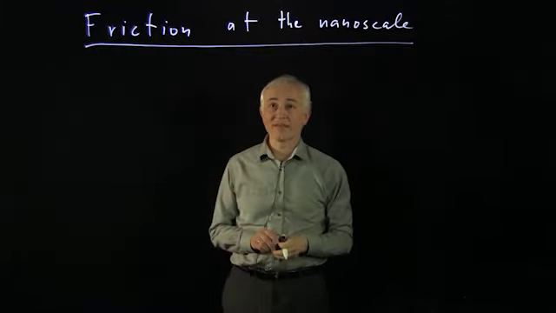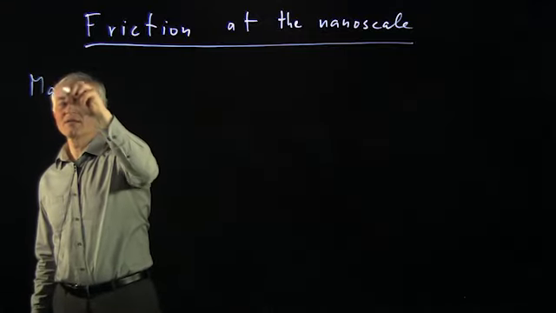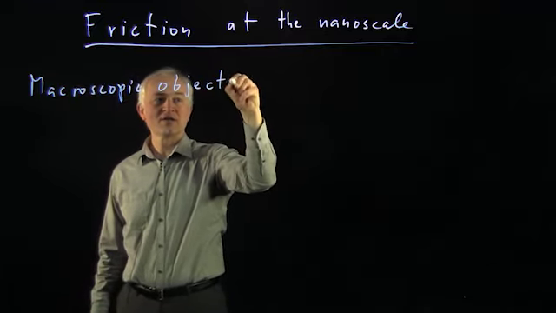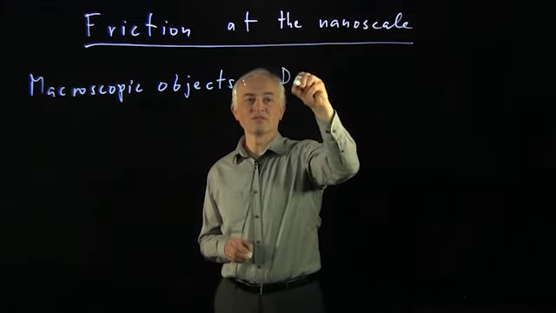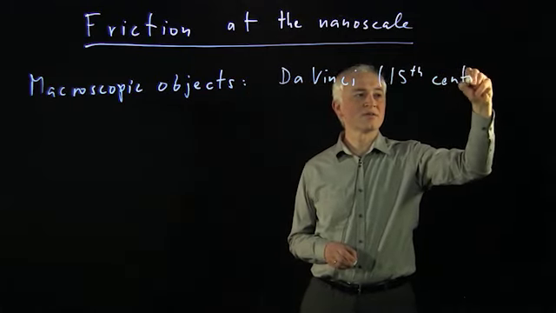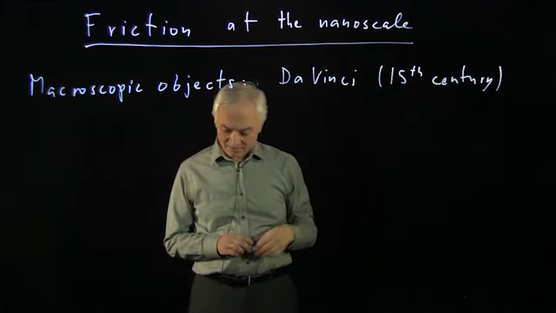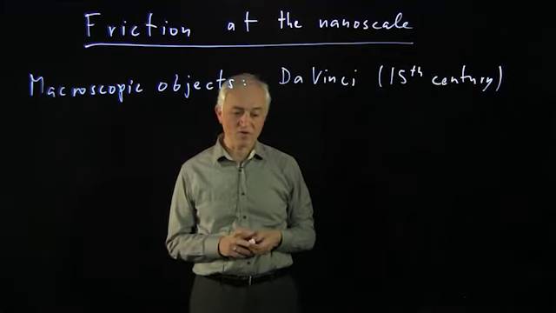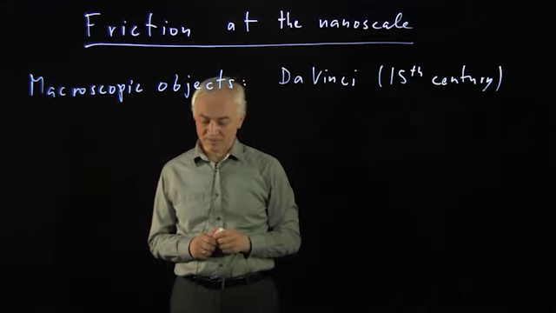So at the macro scale, there are classic rules that were discovered very early on. For macroscopic objects, it was actually Leonardo da Vinci who found the first laws of so-called dry friction. So this was da Vinci as early as in the 15th century. And basically he discovered that friction depends on the force, on the weight on the object, on the surface, and that there's a certain coefficient that depends on the material.